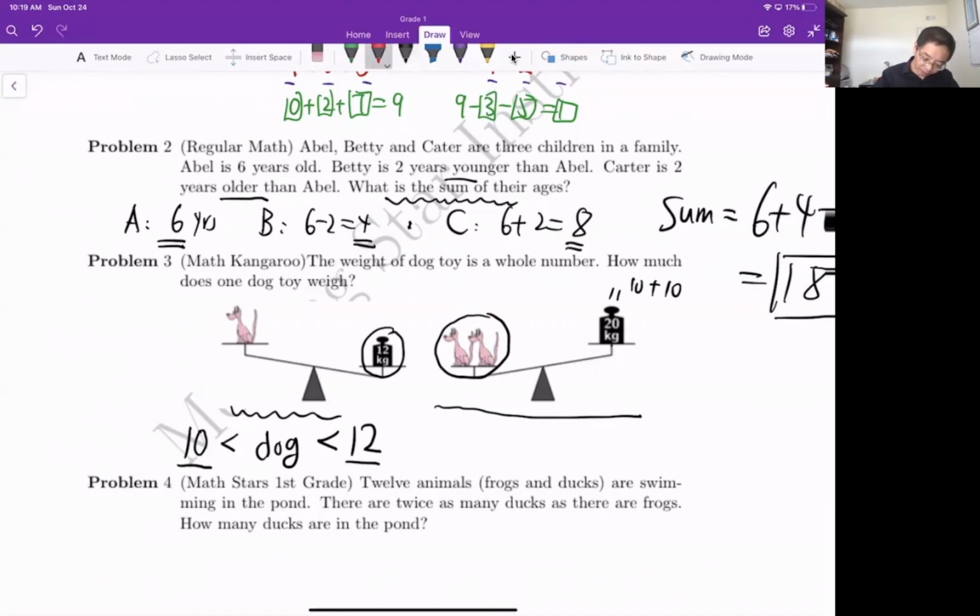And there's only one option, which is 11, right? If you put 11 here, 11 is less than 12. If you put 11 here, we know 11 plus 11 is 22. 22, of course, is greater than 20. So that's how it works.